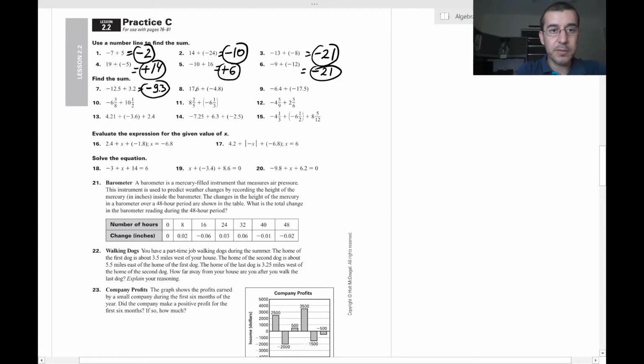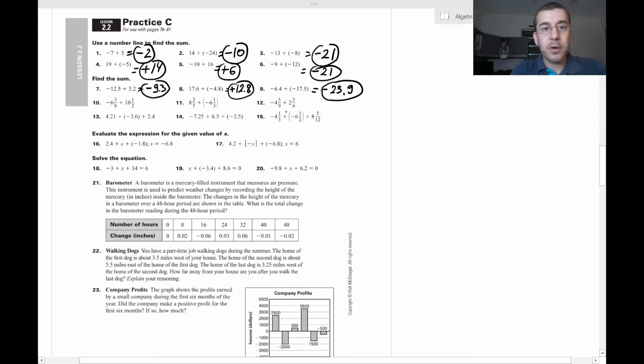Number 8, 17.6 plus minus 4.8. Larger is 17, so plus, and 17.6 minus 4.8 is 12.8. And then 12.8 plus 4.8, it should be 17.6, yes. So it's plus 12.8. Number 9, we're adding two negative numbers. So 17 plus 6 is 23. And then 0.5 plus 0.4 is 0.9. So it's minus 23.9.